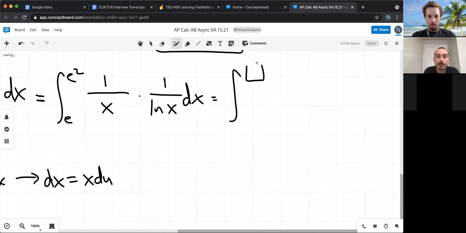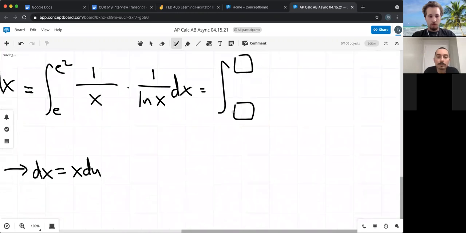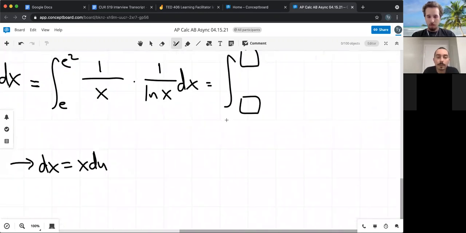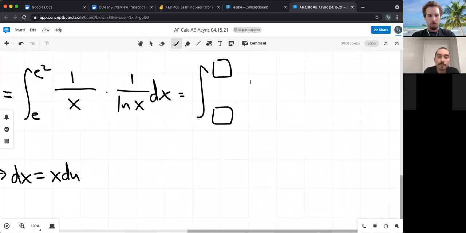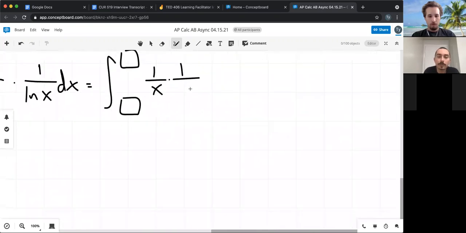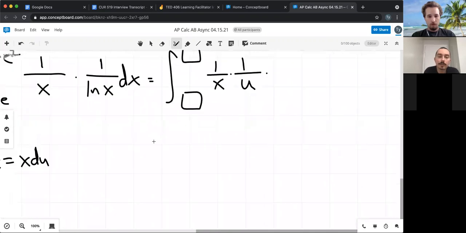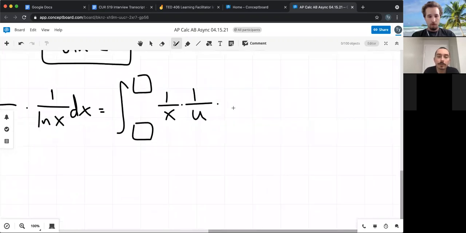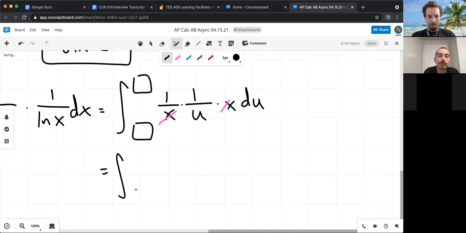So again, we don't know our limits yet. We didn't find them yet. But we know that we have, instead of 1 over natural log of x, we said natural log of x was u. So we got 1 over u. And instead of dx, we have x du. Those x's cancel out, hooray. And if we simplify this a little bit, we again don't know our limits yet, but we have 1 over u du.